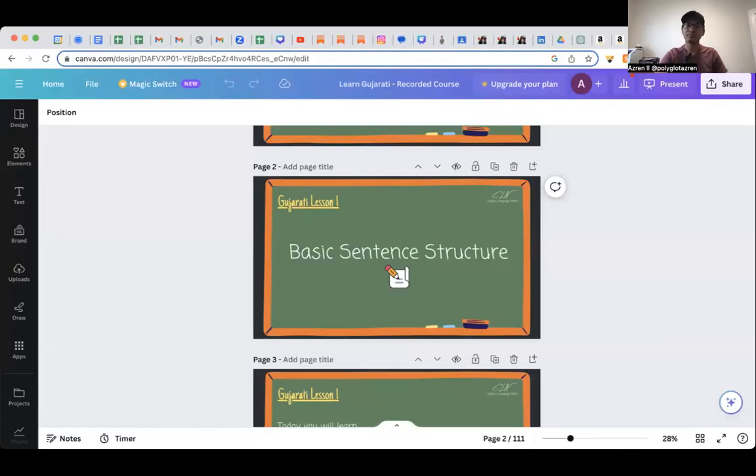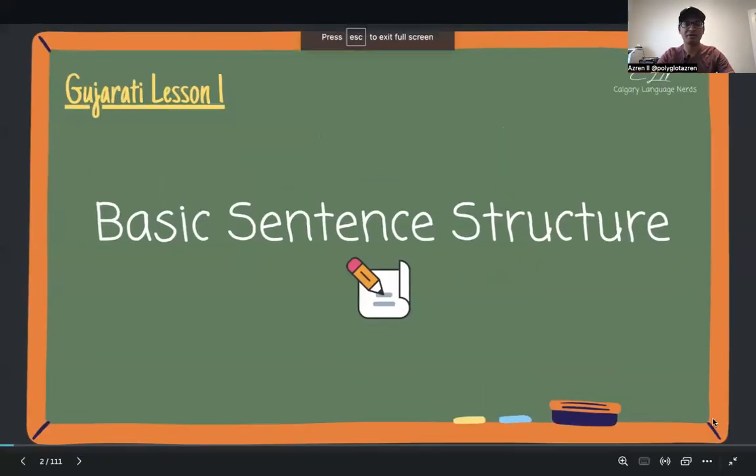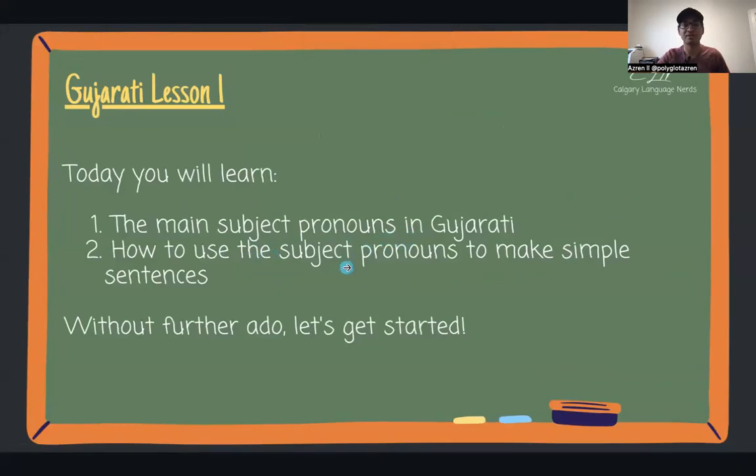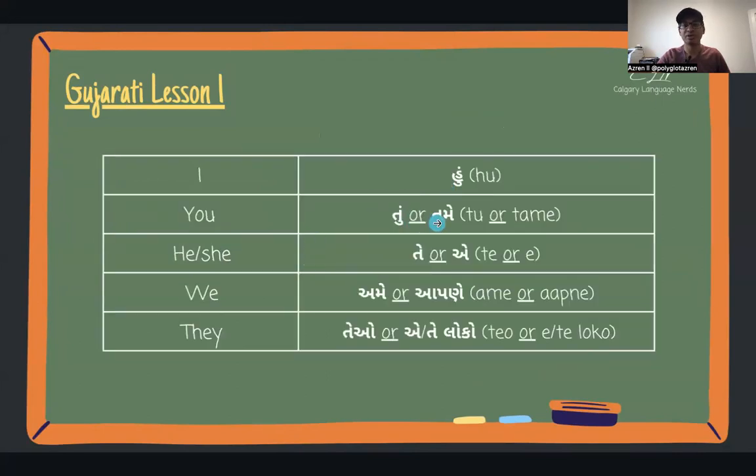So over the past two lessons, we have looked at the following. I'll share my screen. We've looked at the basic sentence structure in Gujarati. Very quickly, we looked at the main subject pronouns in Gujarati, and then we looked at how to use those subject pronouns to make very simple sentences. So we looked at હું, તું, તમે, તે, એ, અમે, આપણે, તેઓ, e loco, right?